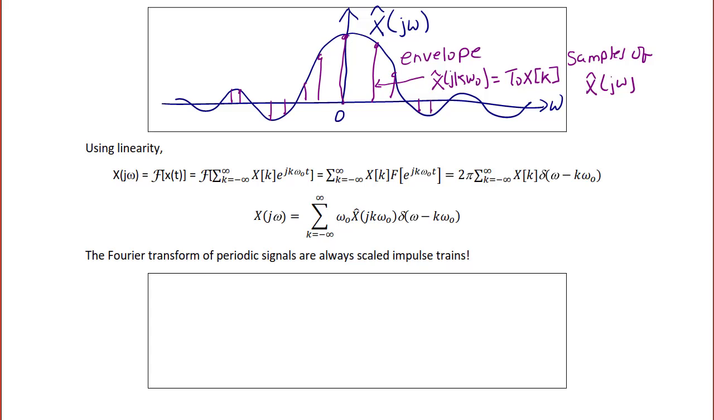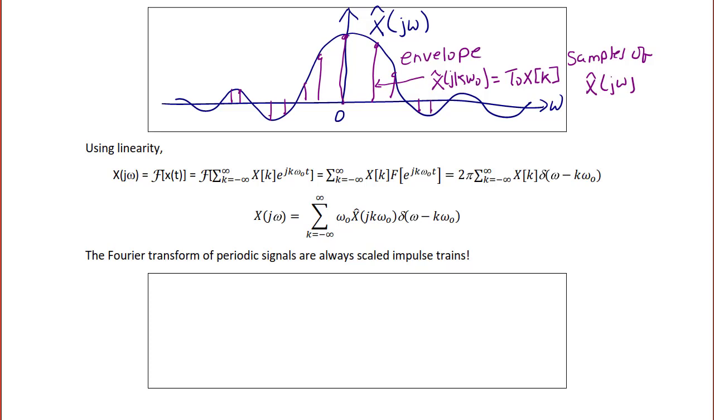Using linearity, X(jω), which is the Fourier transform of x(t), would become the Fourier transform of the Fourier series, the summation k equals negative infinity to infinity, X[k] e^(jkω0t), which is equal to the summation k equals negative infinity to infinity, X[k] times the Fourier transform of e^(jkω0t), which is equal to 2π, the summation k equals negative infinity to infinity, X[k] δ(ω minus kω0).